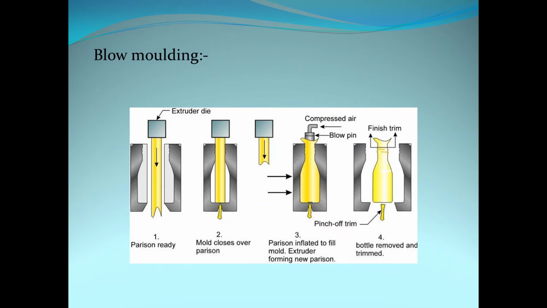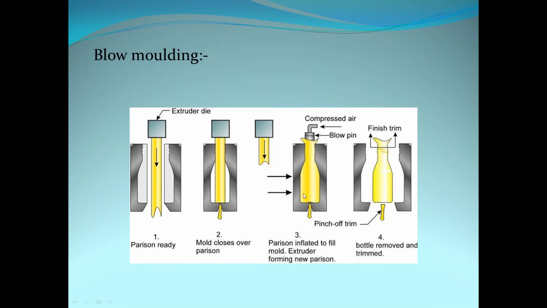Here we have it directly by the extruded die. It is the extruded die, and these are the normal dies. Here the mold closes over the parison. This is the parison, and by using this the extra material is removed like this. Okay, and we compress it by the blow pin. A compressed air will be given by this blow pin, so we can give the certain shape.